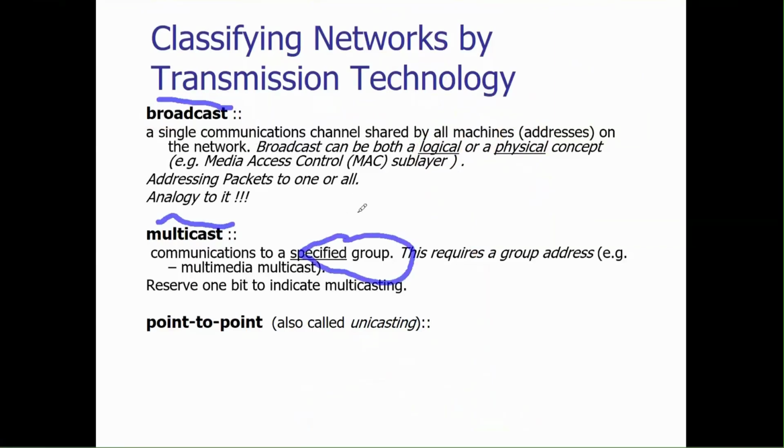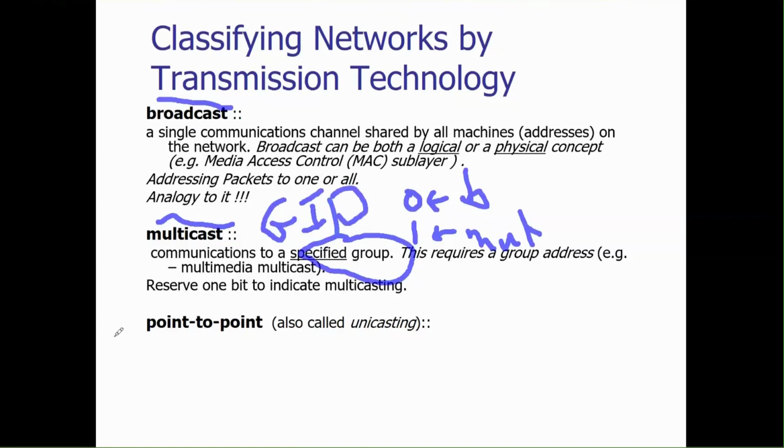So we have a group ID, typically a bit, either 0 or 1. If it is 0, we say it is broadcast. If it is 1, it's a multicast. So that bit is reserved to define if it is multicast or not. It's the same thing, but instead of me sending to everybody, I only send to a specified group using a group ID, a GID. That's how multicast works.